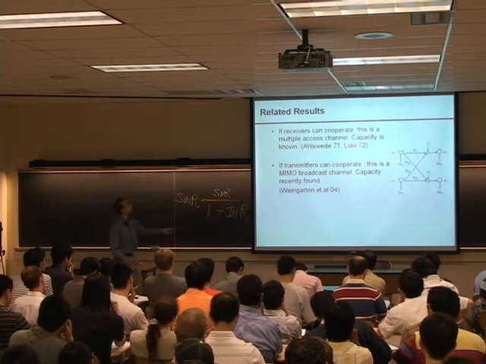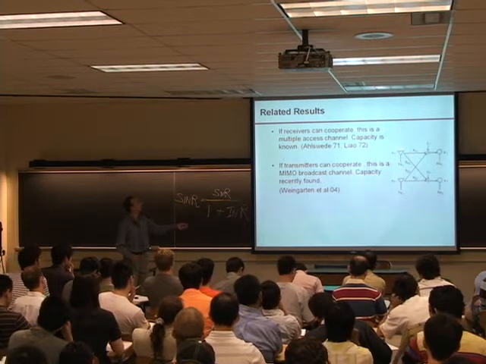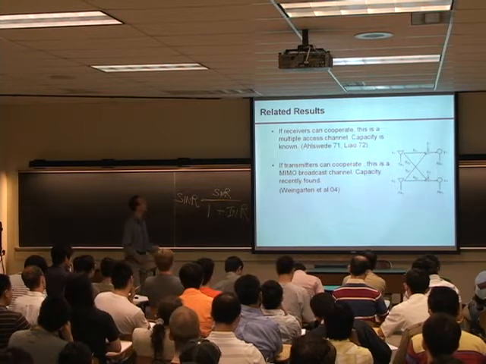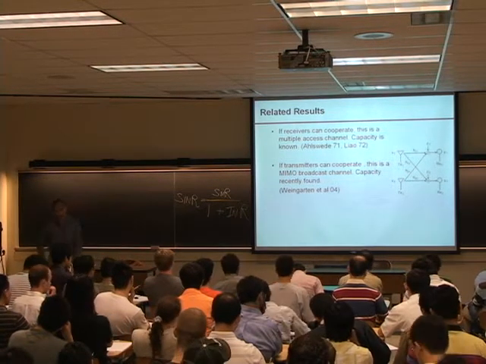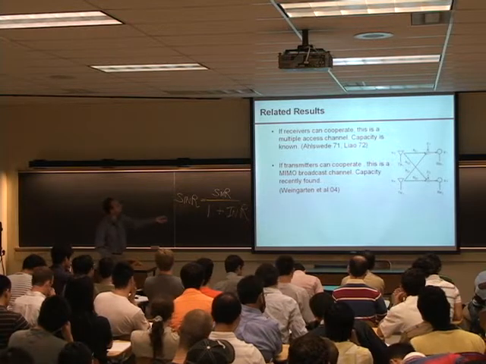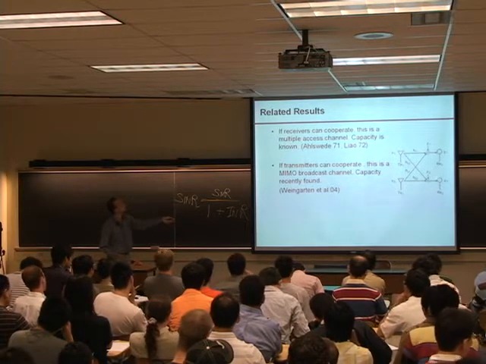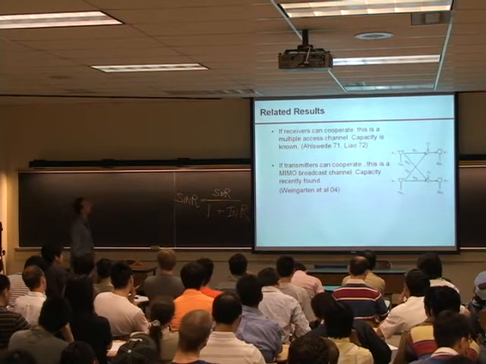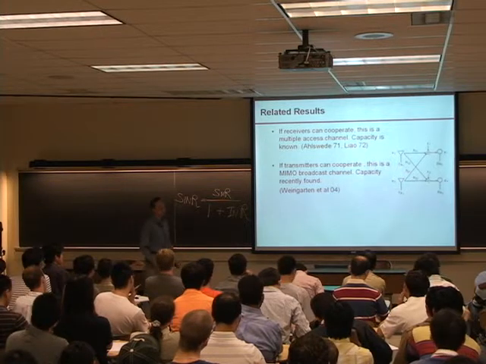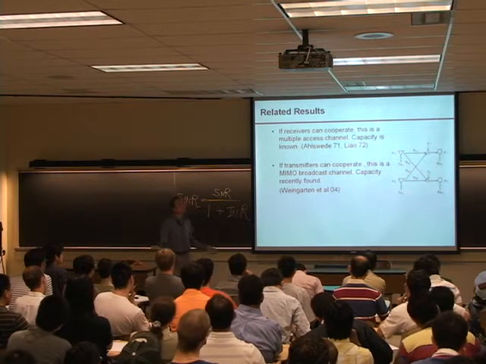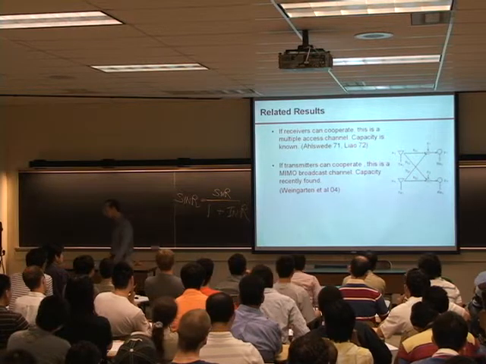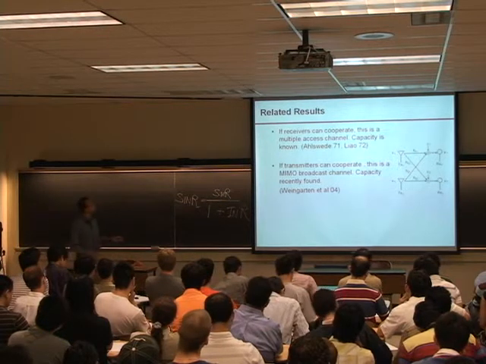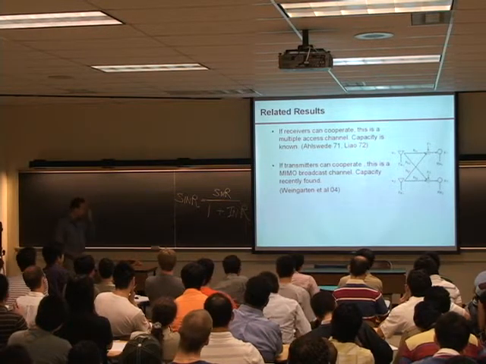On the reverse side, if the transmitters can work together, in other words, they can take the two messages and jointly prepare a transmit signal, then this is a broadcast channel, because you have a single sender now sending messages to two independent receivers. It's a broadcast channel, and in fact, it's a MIMO broadcast channel. And this capacity was found a few years ago in a beautiful paper by Weingarten and others in 2004. In fact, this won the Best Paper Award in 2005.